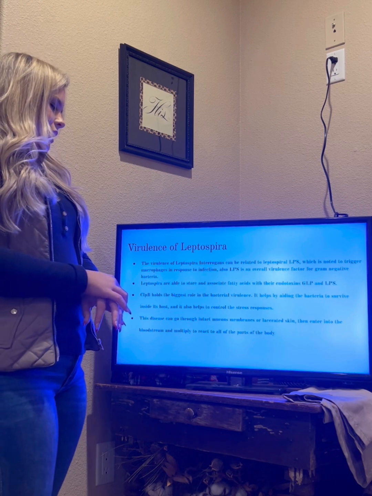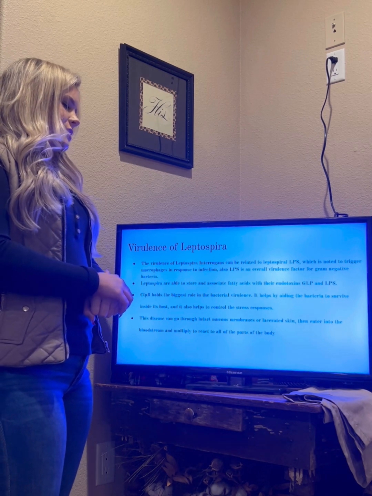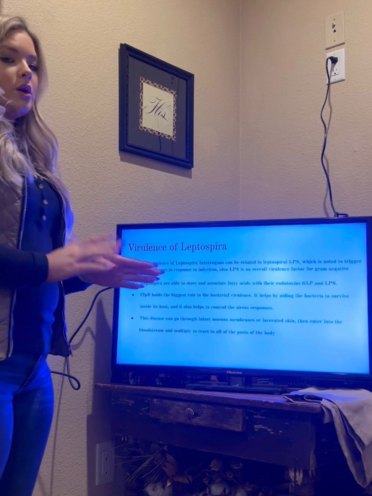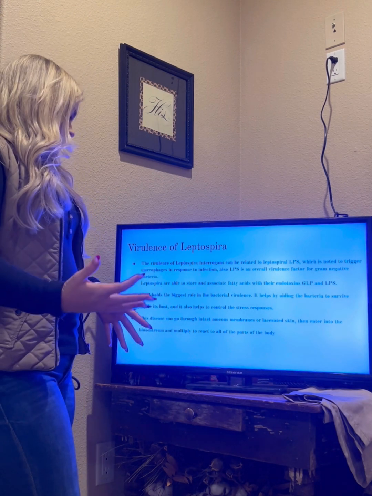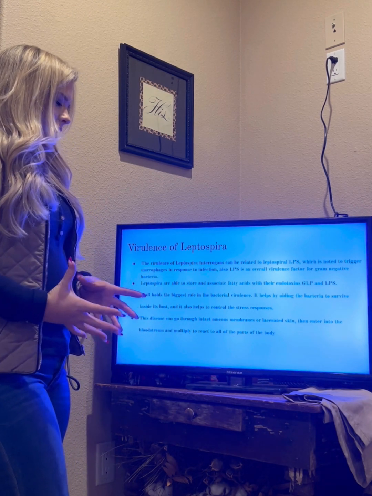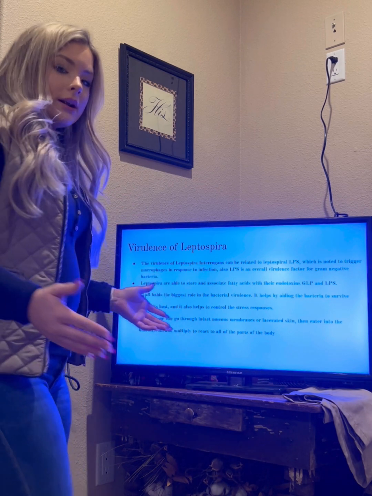This disease can go through intact mucous membranes or lacerated or abraded skin, then enter into the bloodstream and multiply to react with all parts of the body.